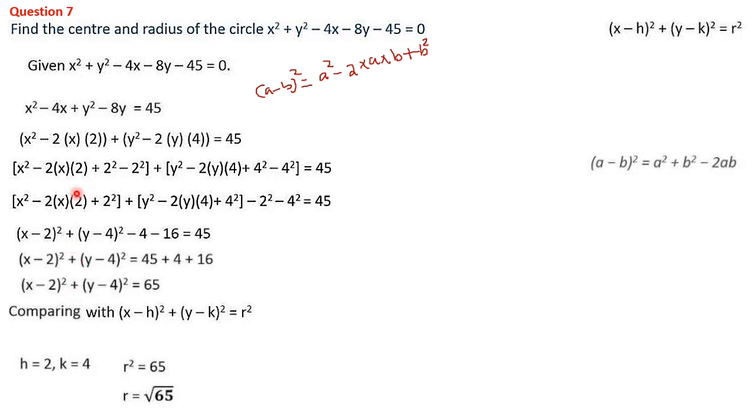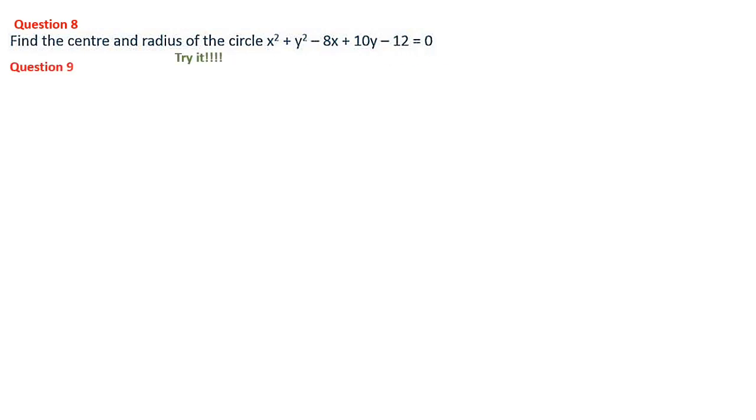Calculation is a little bit different, we have to do it very carefully. Try to do it 1 or 2 times separately on a sheet of paper. Move on to question number 8. Find the center and radius of the circle x square plus y square minus 8x plus 10y minus 12 is equal to 0. This question you will try as homework.